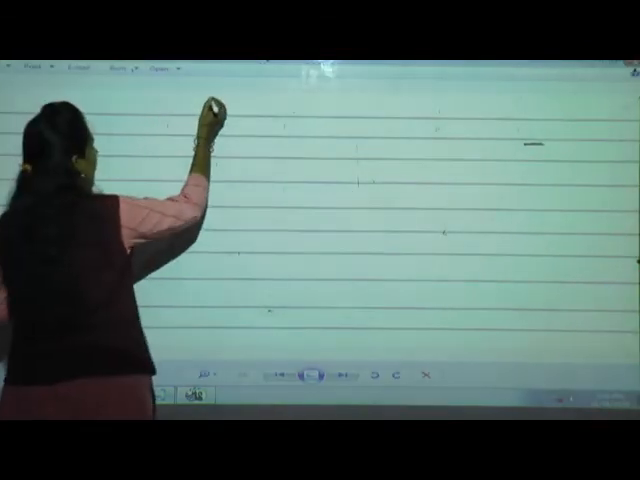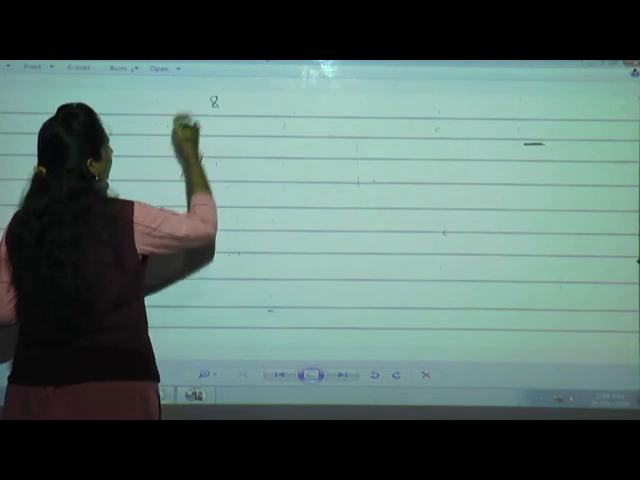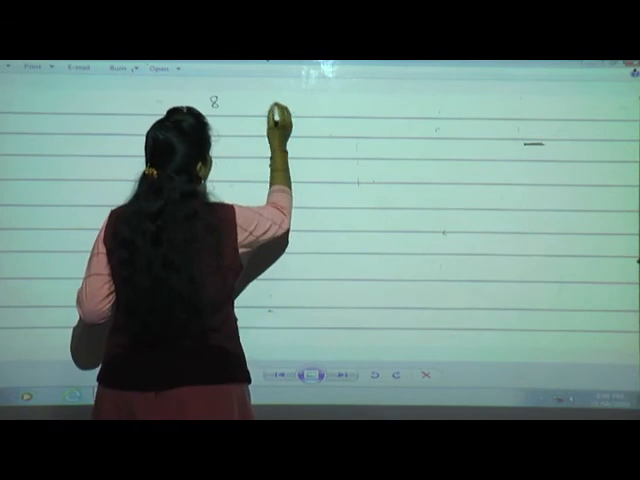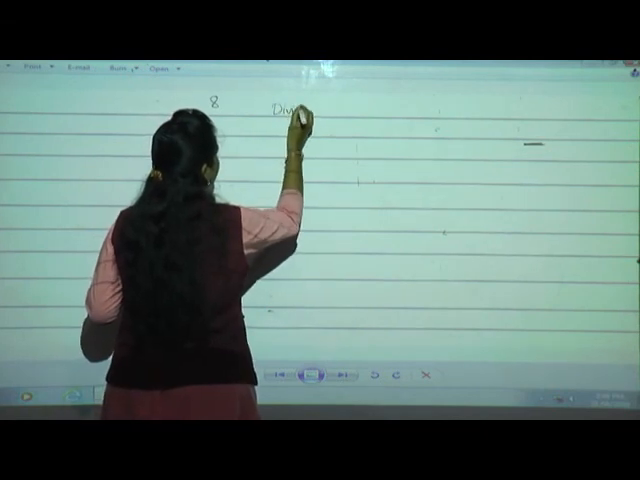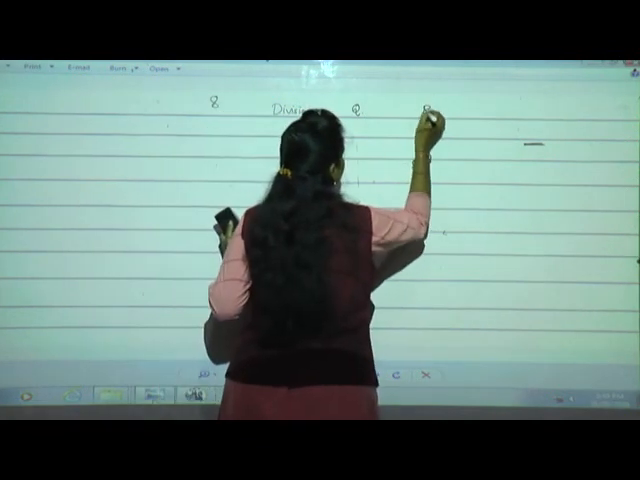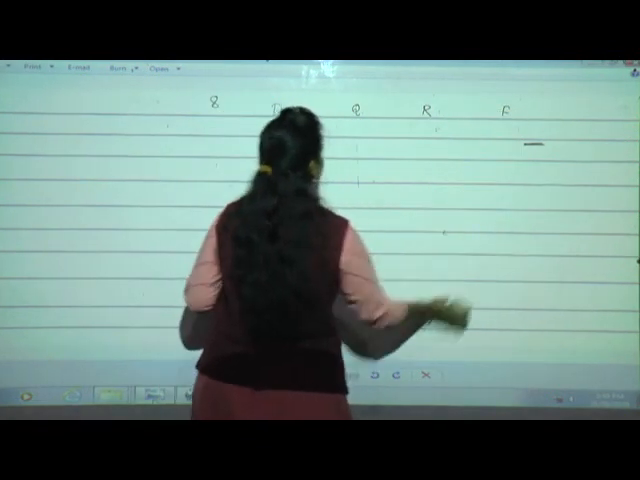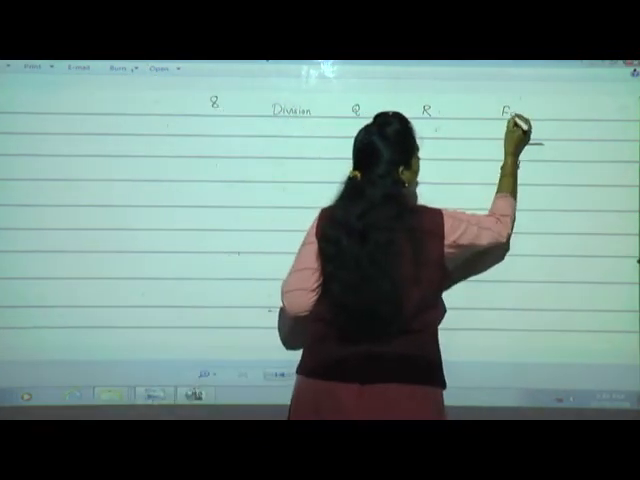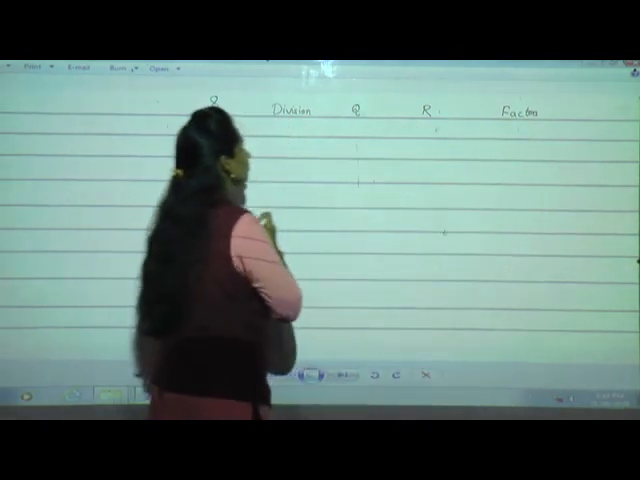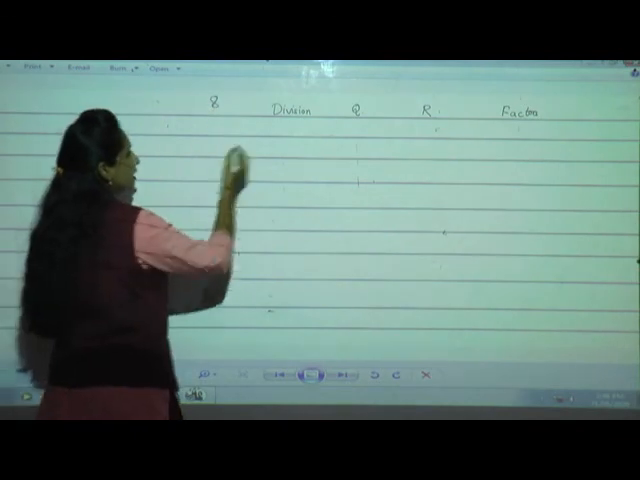Now for example, I'll take the number 8. I'll start the division. Here we'll write the division, here I'll write the quotient, and here we'll write the remainder and the factors. Now the example is 8.